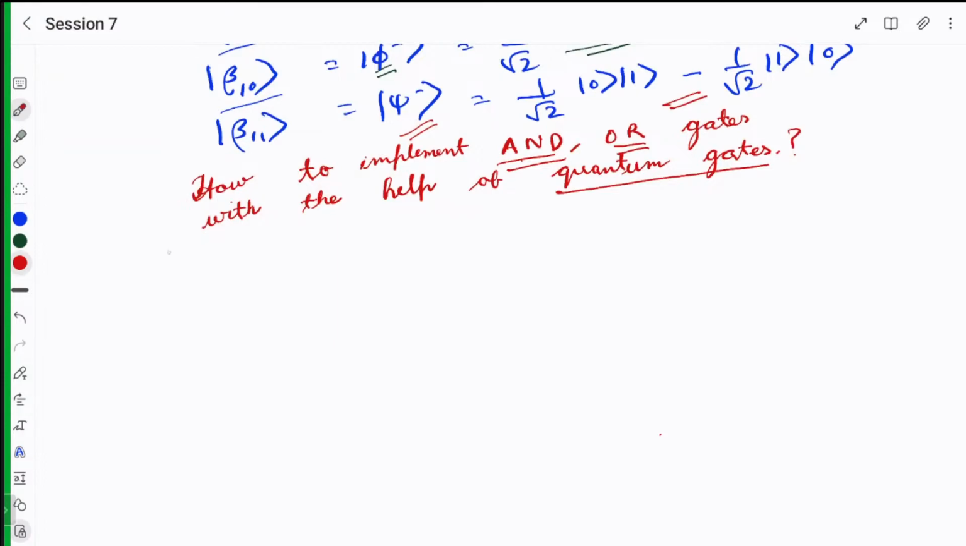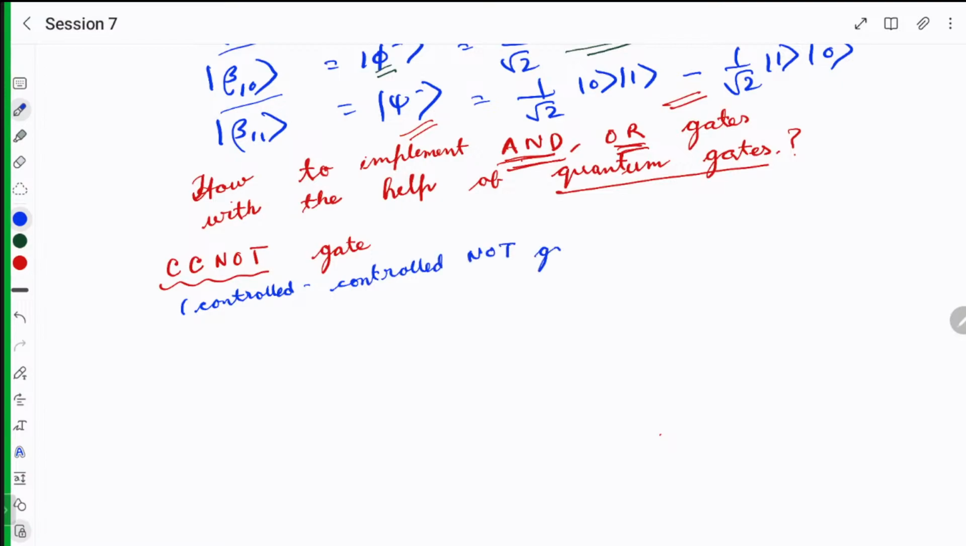Okay, so let's start with CCNOT. In order to understand how to implement AND and OR gates like other classical gates in a quantum circuit, we have to introduce another gate, which is the CCNOT gate, or the full form is controlled-controlled NOT gate. So there are two controls here. And this is also known as the Toffoli gate.